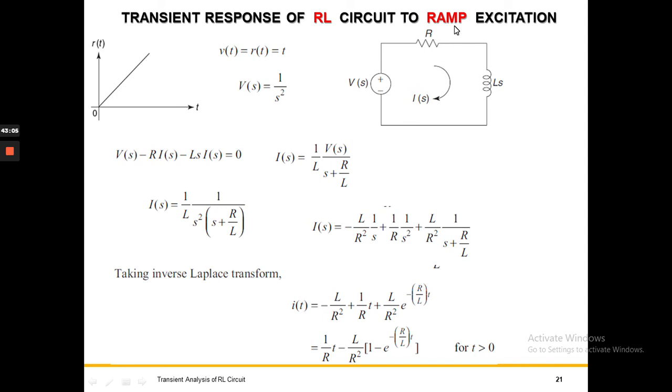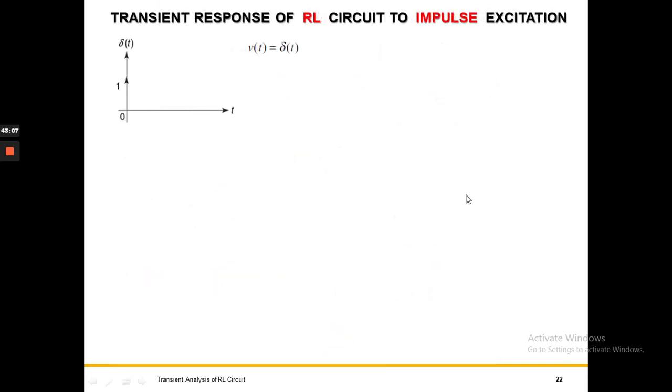Now, instead, we are giving an impulse to the series RL circuit. A unit impulse means the area under the curve is unity, and the value of the function will be 0 at all times other than t equal to 0. So the Laplace transform of the impulse will be 1.